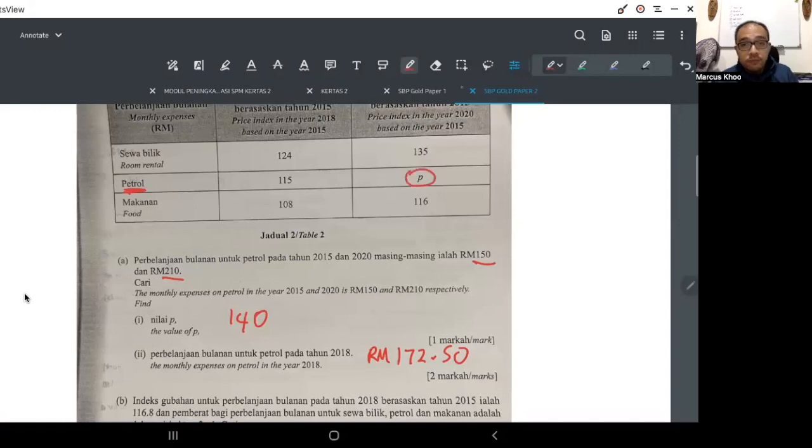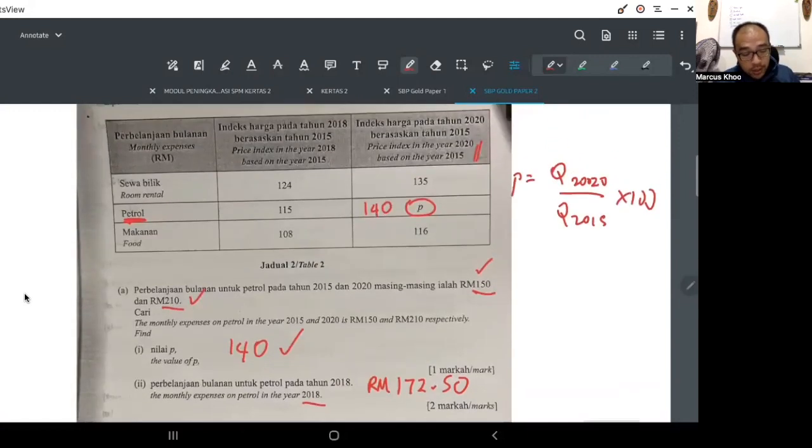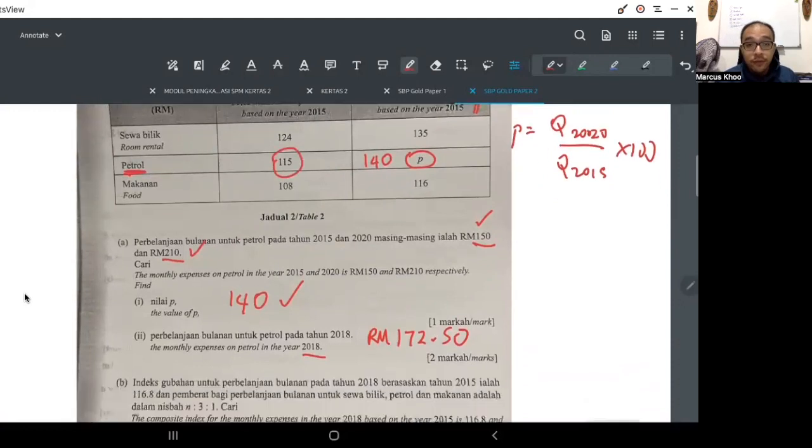So this is quite given already lah. P equals the price in 2020 over the price in 2015 times 100. You just have to substitute these two, you should be able to get 140. Now assuming that this answer is correct, you put in 140. The monthly expenses for the petrol in the year 2018. So you will have to use this lah, because you only have 2015.